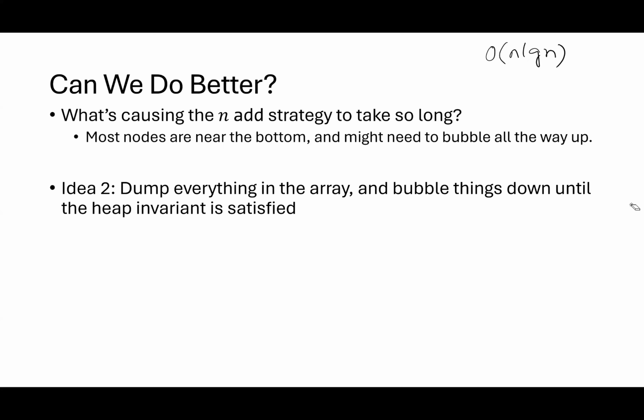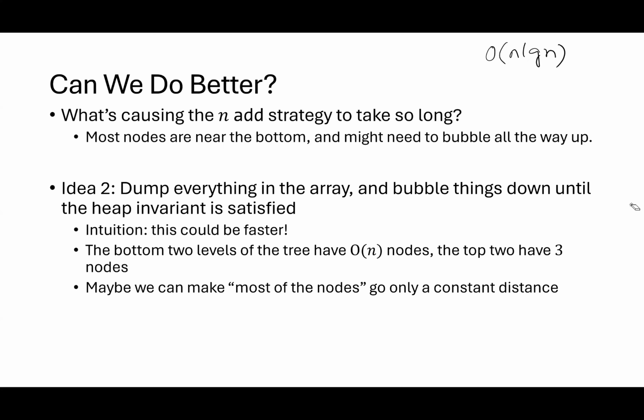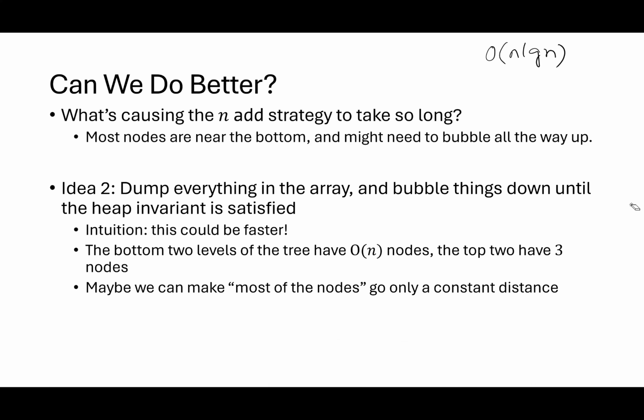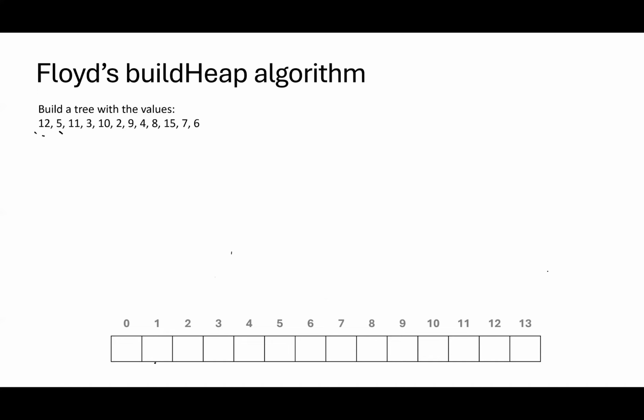Let me give you an example that will actually help you a lot. The idea is that most of the nodes will do just a little bit of work. Keep that in mind. So this is your input. Someone asks you to build a heap out of it. First thing we do is dump everything in an array. Just dump it blindly from 12 to this.